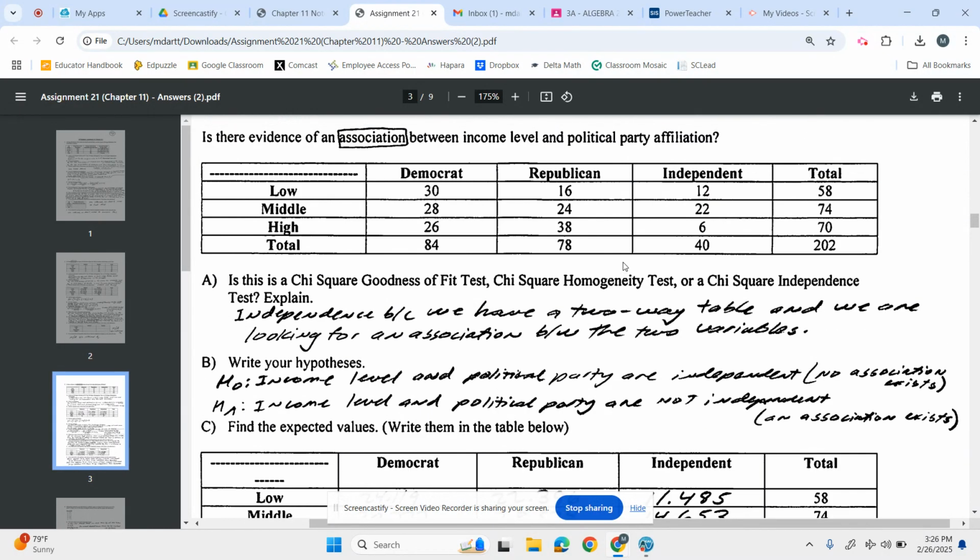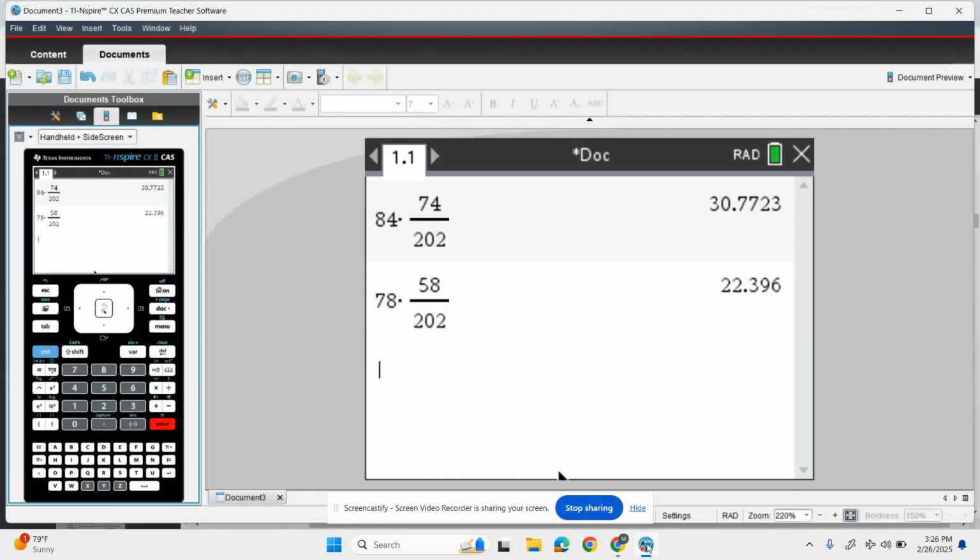All right. So what I want to do now is the goodness of fit test. I'm sorry, not the goodness of fit, the independence test. So to do that, I need to create a matrix again. So I'm going to go to menu.